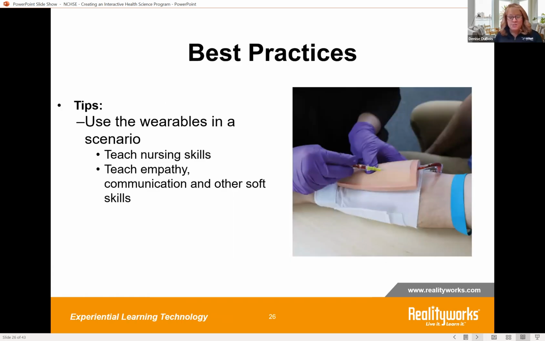Also, we know that wearables give your students a chance to walk in the shoes of someone, and they're best for gaining empathy and understanding. Those are the types of skills that many wearables will teach, certainly empathy and understanding when they're in the shoes of someone with a condition. However, there are also wearable simulators that teach specific nursing-related technical skills.